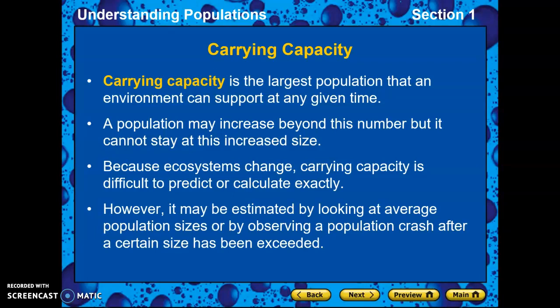You can't really predict carrying capacity because it's hard to predict what's going to happen in the environment. A drought could come and kill a lot of the plants, and that's going to put a huge limit on the amount of animals that can live in that population. So that can affect carrying capacity.